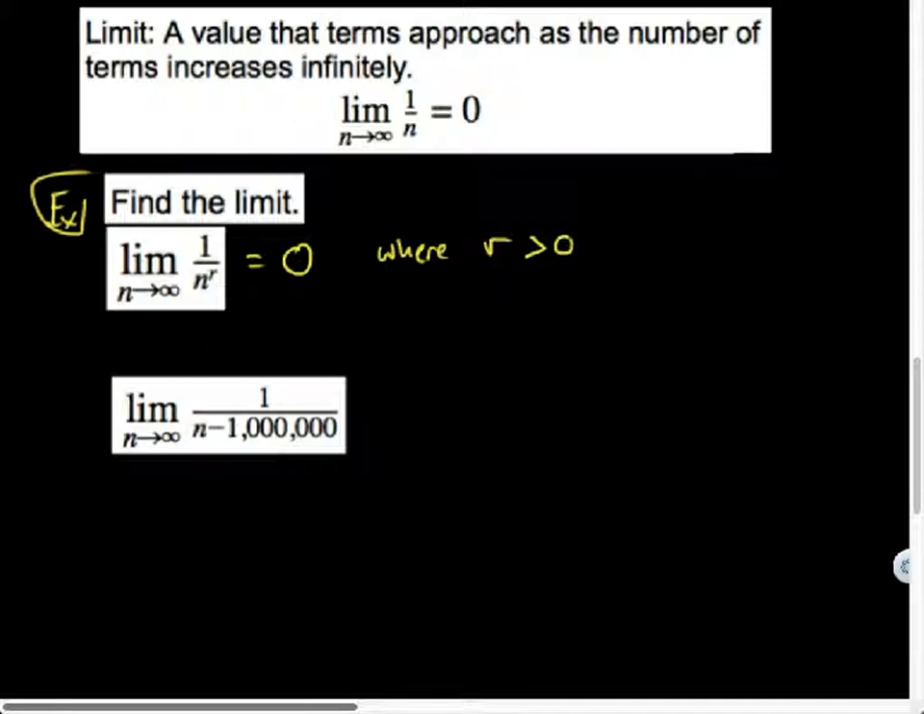Now, I'm subtracting 1,000,000 from n. So that's going to take care of that approaching infinity part, right? And dividing a small number by another number. What's going to happen as n goes to infinity? What's this denominator getting close to when n approaches infinity? I'm basically asking the question, what is infinity minus 1,000,000? The overall limit? You are correct. The overall limit is 0 because infinity minus 1,000,000, 1,000,000 is like nothing to infinity.